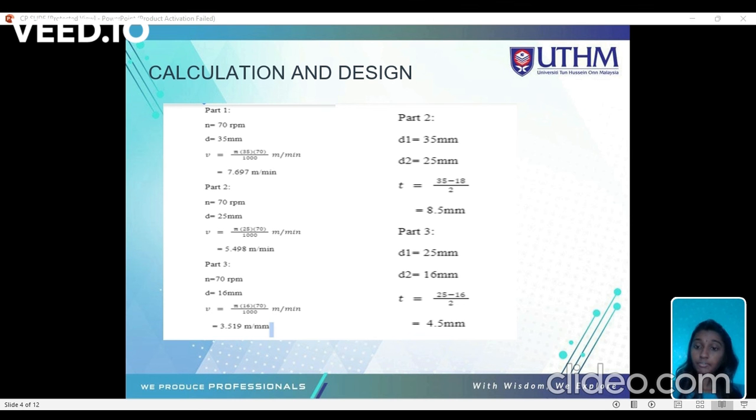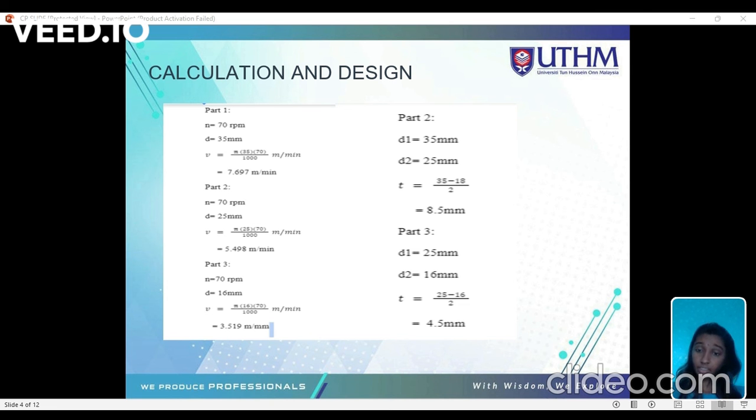So when we substitute in the formula, V equals pi, D will be 35, and N will be 70, divided by 1000, I'll get 7.697 meter per minute. The same goes for part 2 and part 3. For part 2, the D value is 25 mm. When I substitute the value, I'll get 5.498 meter per minute. And for the last part, the D value is 16 mm. When I substitute the value, I'll get 3.519 m per minute.